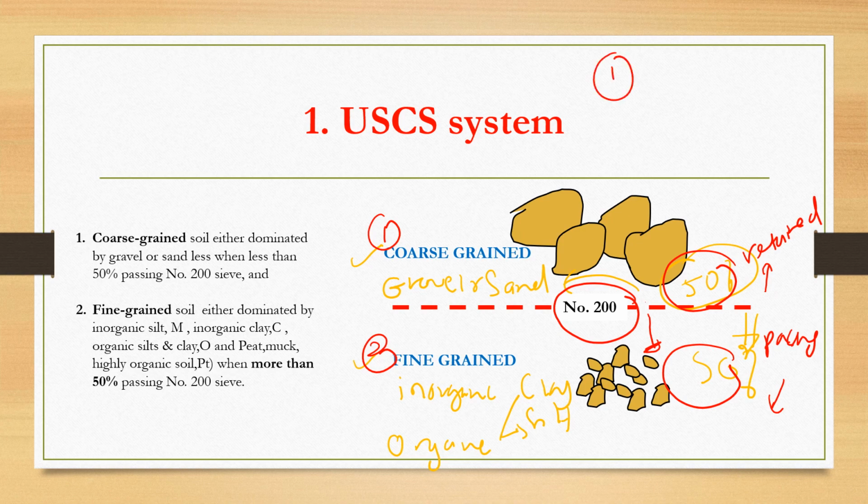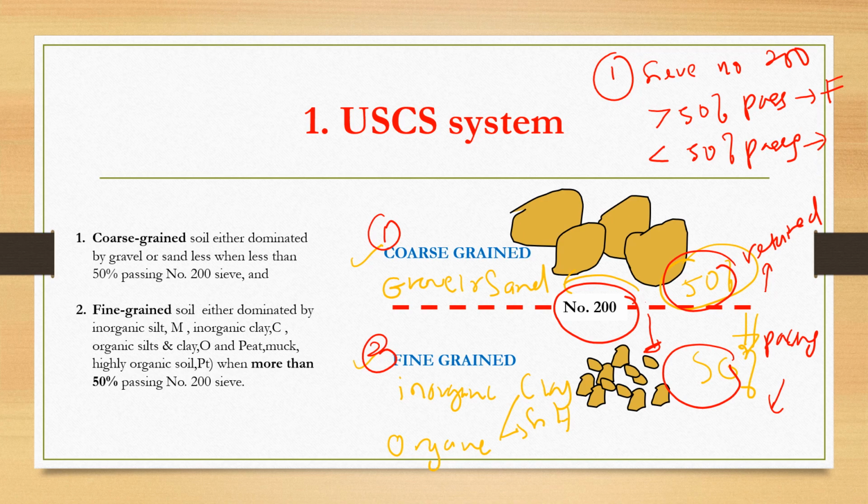The thing that you need to bear in mind is you have to look at sieve number 200 and check whether more than 50% is passing or less than 50% is passing. If you're talking about passing, and if you're talking about retained, then it should be the other way around. So if more than 50% is passing, this is fine. If less than 50% is passing, which is more than 50% retained, this would be the group for coarse grain soil.